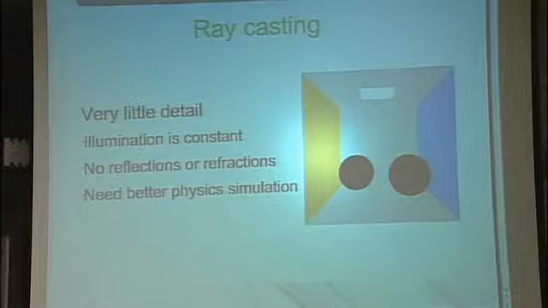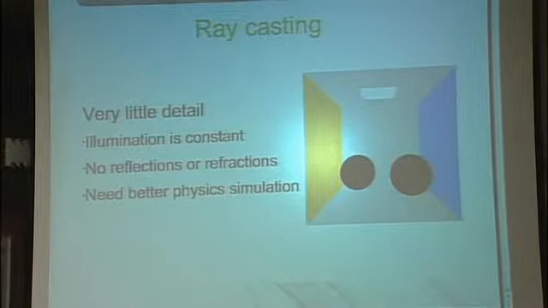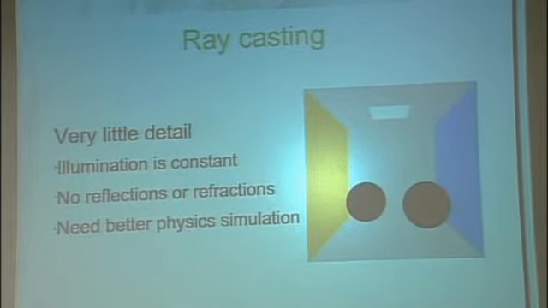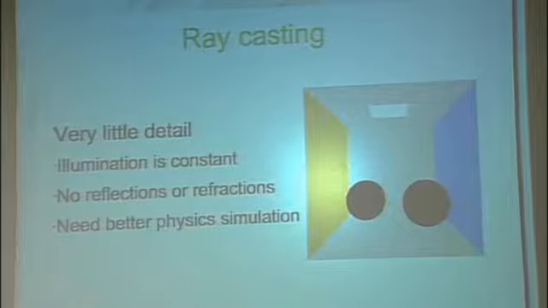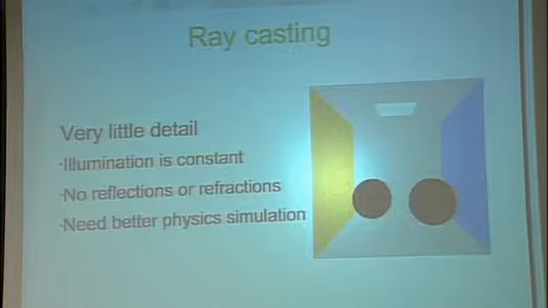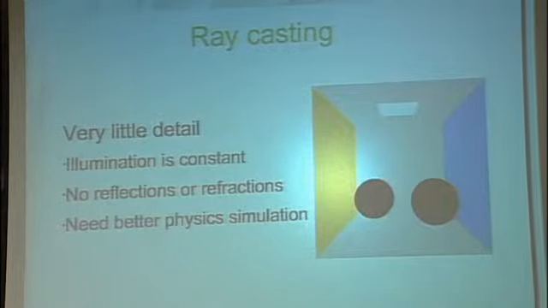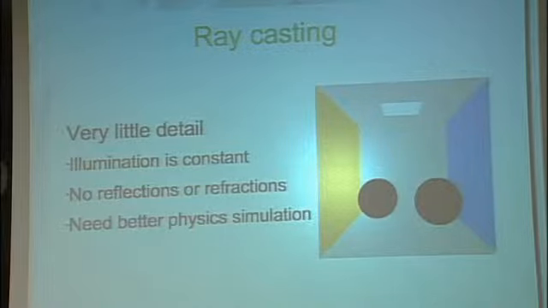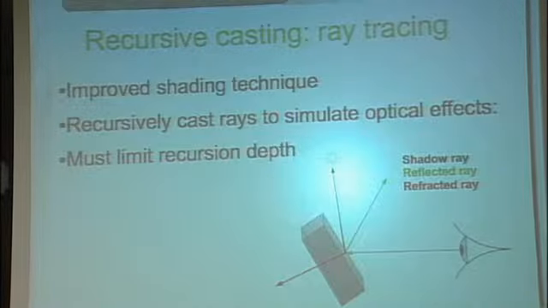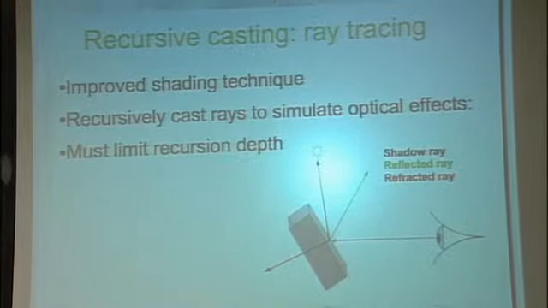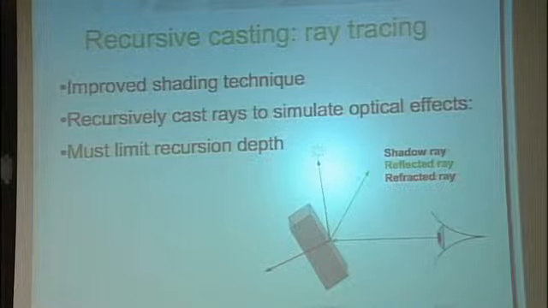Ray casting, this image here is a ray casted image, is very primitive and doesn't really get you much. So what you can do is you can improve your physics simulation by adding a whole bunch more things on top of it, like shadows and reflections and global illumination, all sorts of fun stuff. So if you want to start simulating shadows and reflections and diffraction, you need to start recursively casting rays, which is called ray tracing.